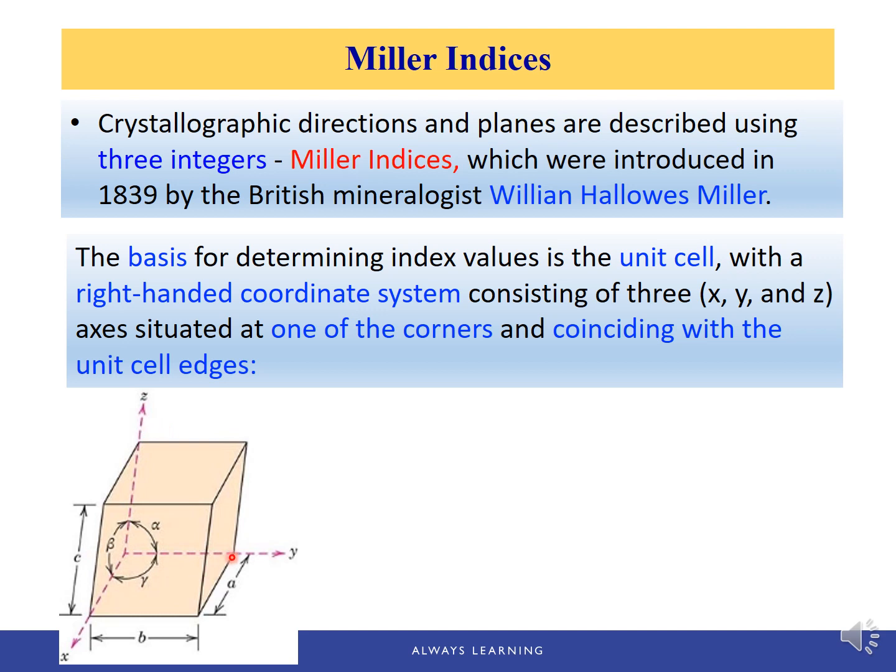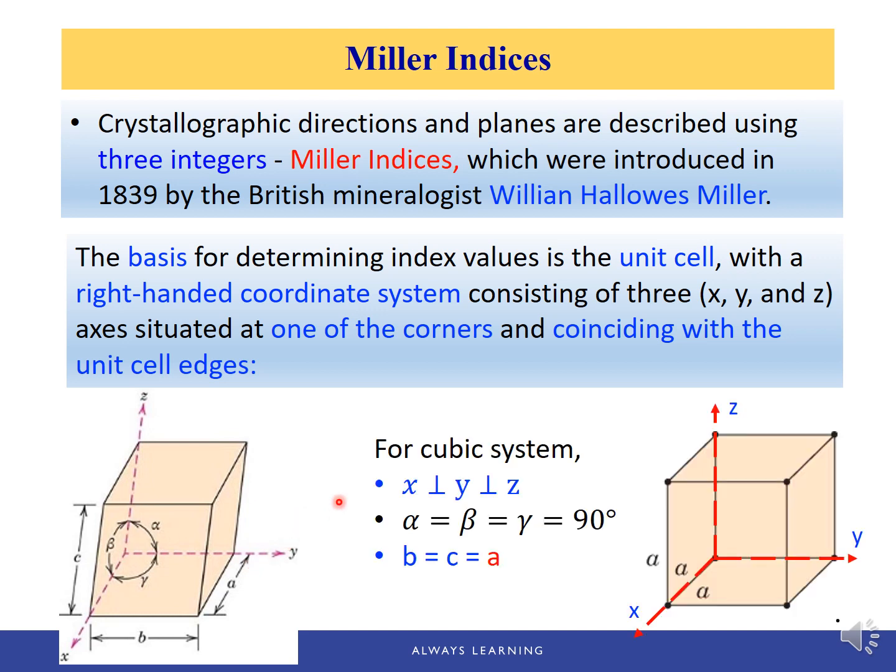one unit cell, and set up the right-handed coordinate system by locating the origin at one of the corners, usually at the back corner over here, and the x, y, z axes are coinciding with the unit cell edges. So if we have a regular unit cell, you will see the XYZ axis set up like this. But we will just focus on the cubic system.